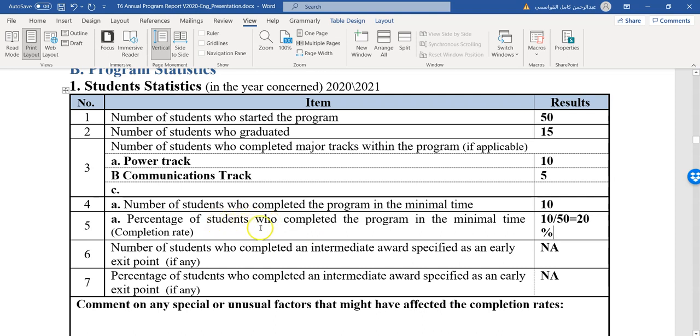So percentage of students who completed the program in the minimal time, the completion rate, means the number of students who completed the program in minimal time divided by the number of students who started the program.